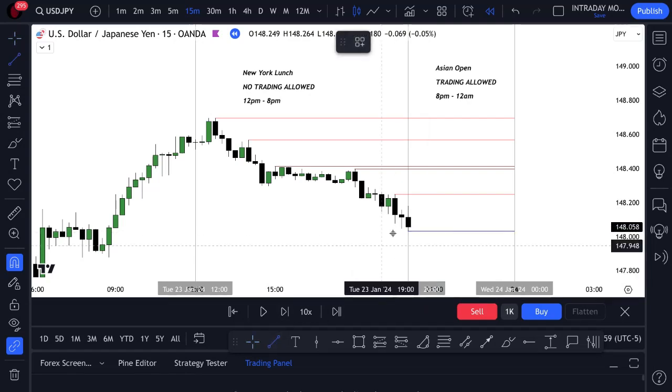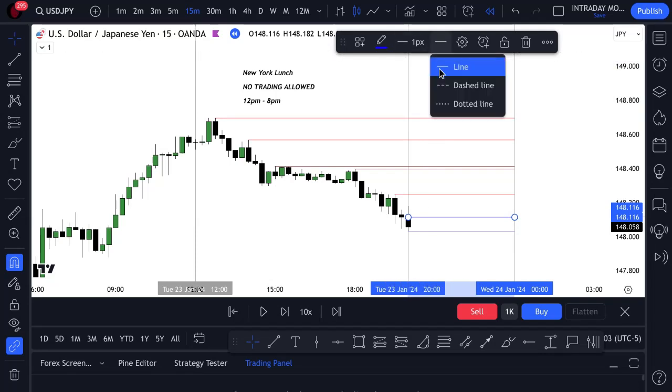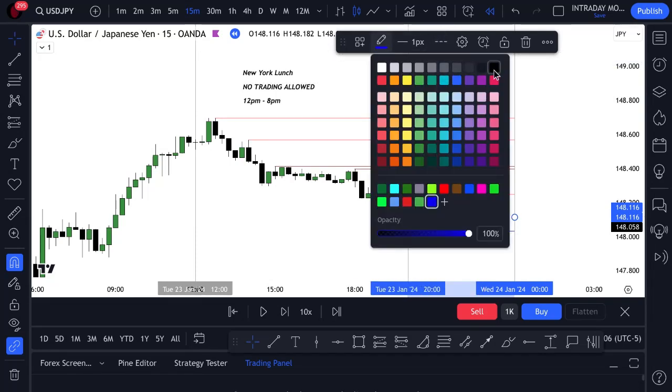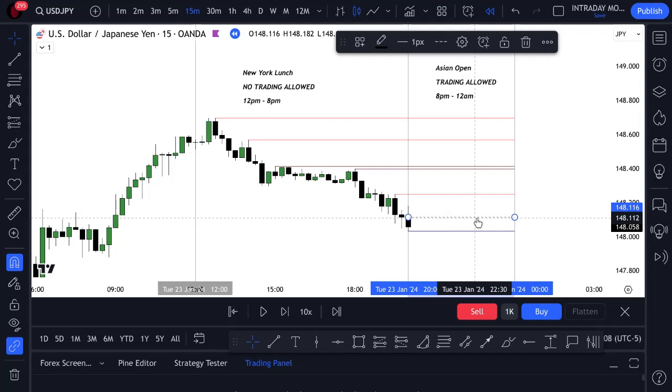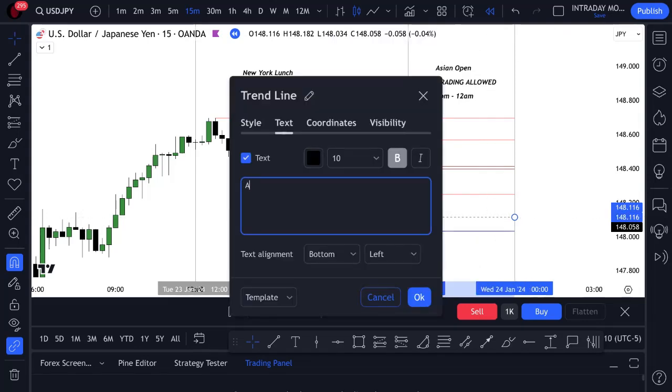Now we're going to mark off the opening price here. This is how we're going to know if the market's overbought or oversold with just price action in itself. No indicators needed. So that's the 8 p.m. open here.